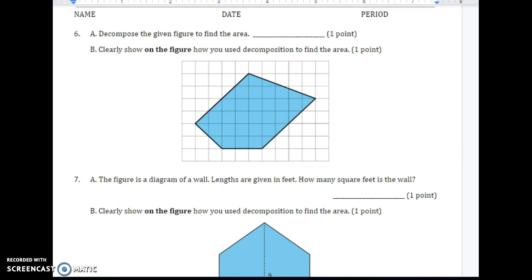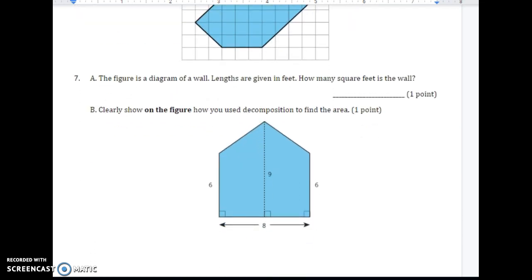7a. The figure is a diagram of a wall. Lengths are given in feet. How many square feet is the wall? B. Clearly show on the figure how you use decomposition to find the area.